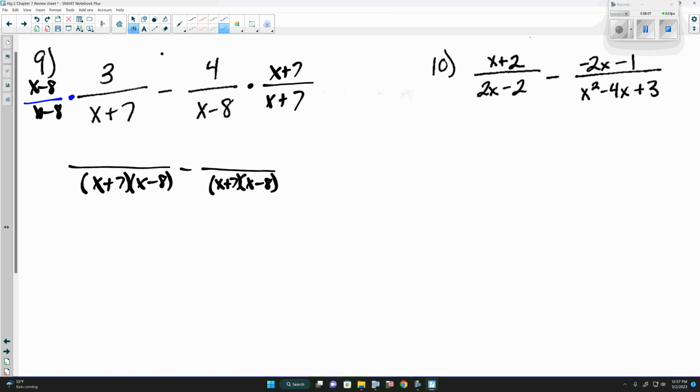However, the numerators, we're going to have to actually subtract them. We're going to have to combine like terms. So we'll need to distribute this out. x times 3 is 3x. Negative 8 times x is negative 24. Here, 4 times x is going to be 4x. 4 times 7 is going to be plus 28.